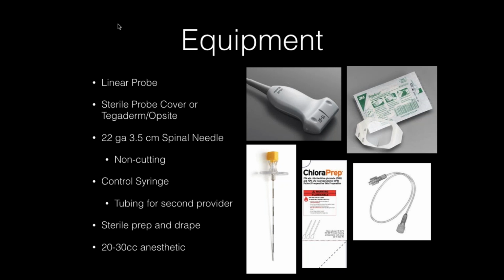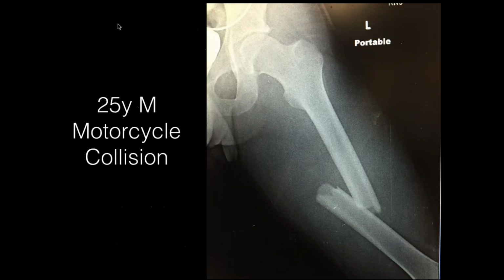inject. And that allows you as the block practitioner to place the needle tip exactly where you want it to be and hold it there while a second provider, which could be a nurse assisting you with the procedure, injects the local anesthetic. And then a sterile prep and drape. For this particular procedure, you're going to use about 20 to 30 cc's of anesthetic, such as 0.5% bupivacaine or ropivacaine if you choose to use that.